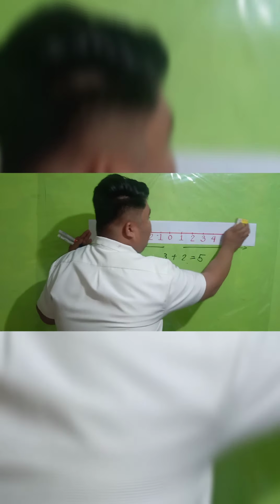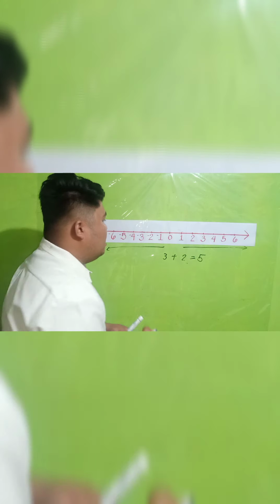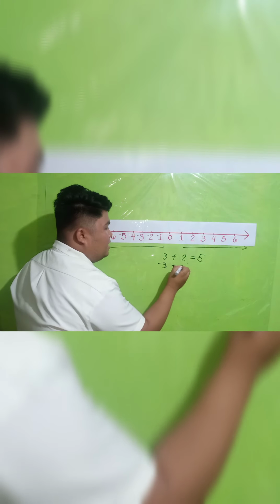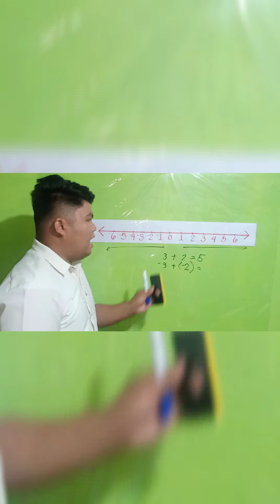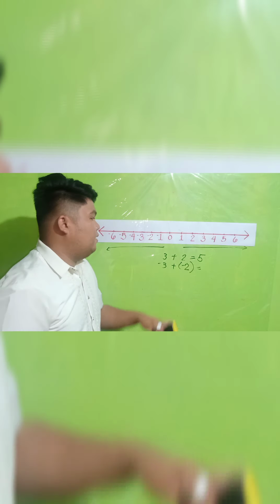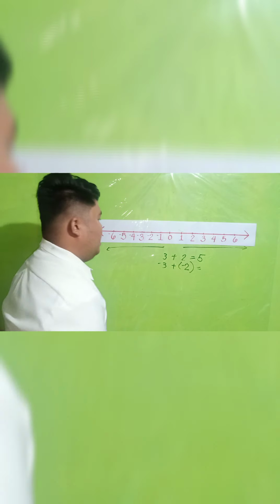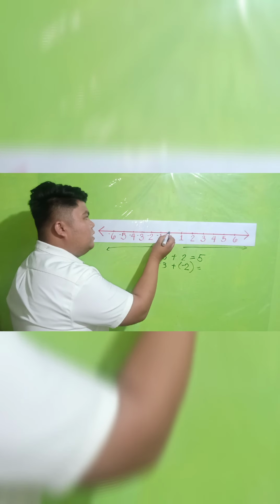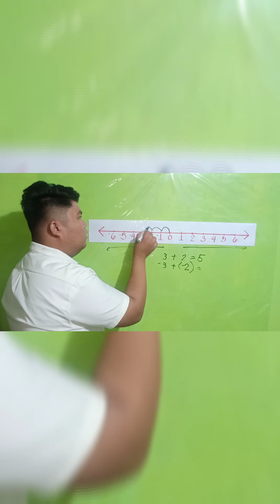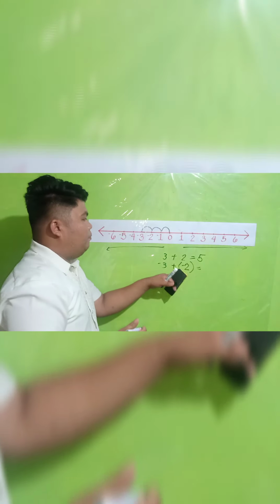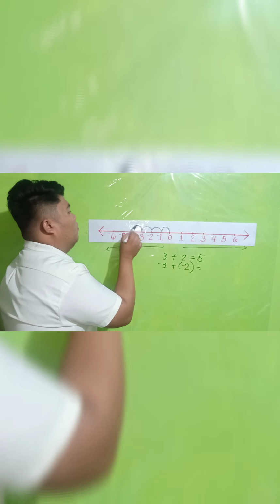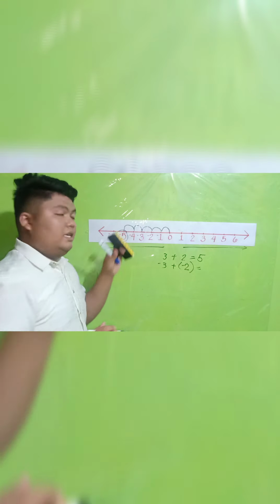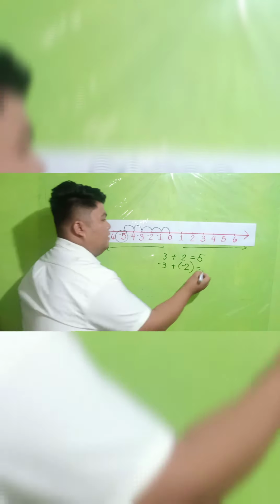Okay, so next, let's have both negative integers. Okay, so we have negative 3 plus negative 2. What do you think will be the answer if we have both negative? Let's try. If we have negative, move to the left. Okay? So 3 is negative. Move 3 places to the left. 1, 2, 3. Okay? Next, plus negative 2. 2 is negative. Move to the left 2 places. 1, 2. So the answer is negative 5.